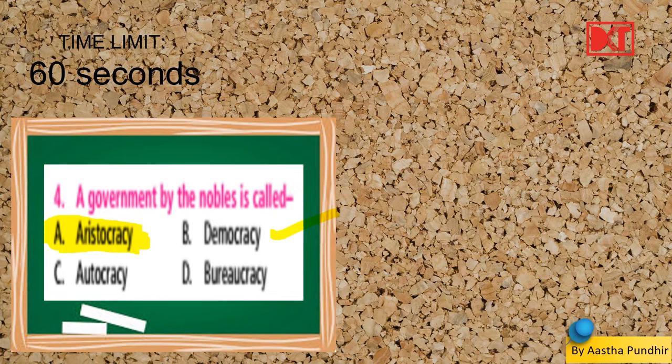Then we have autocracy. Autocracy is basically a government which is influenced by the views of just one person. Okay, like an absolute authoritarian rule. Then we have bureaucracy. Bureaucracy will be the government of officials.